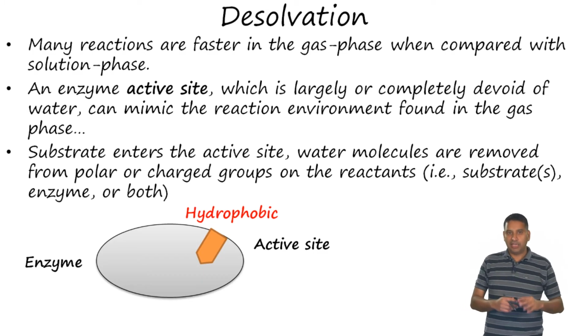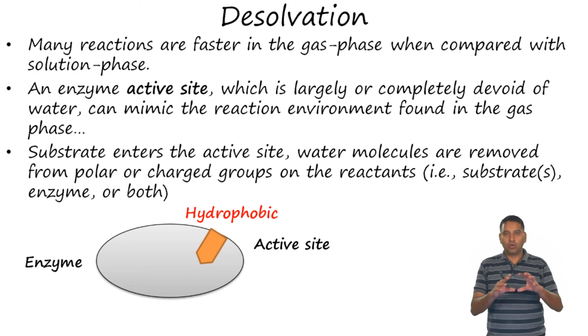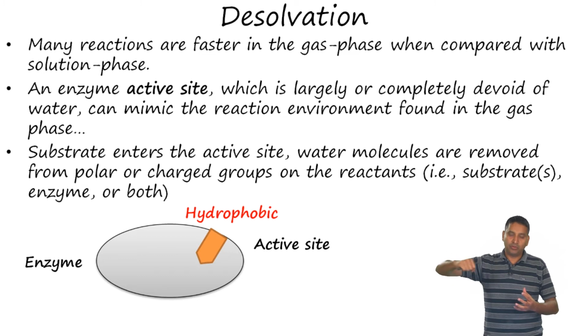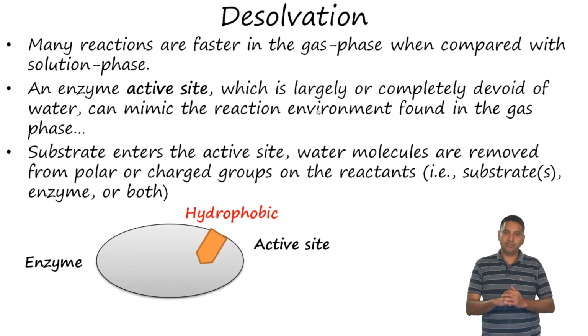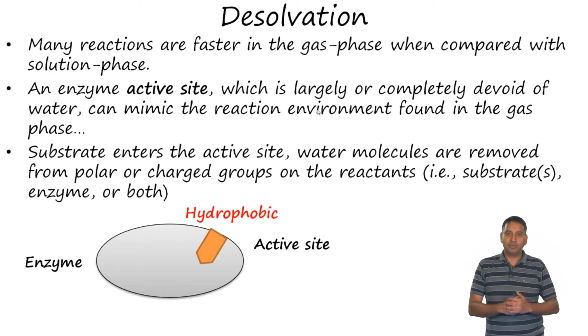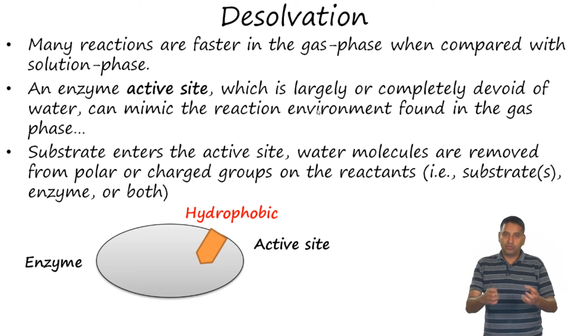An enzyme active site is more or less devoid of water. It is usually a hydrophobic cavity, and therefore there is a very limited amount of water. So, when the molecules are getting into the active site, it is almost like a gas phase situation. This concept is known as desolvation, wherein the solvent molecules, in this case water, are removed from the active site, and that facilitates the reaction.